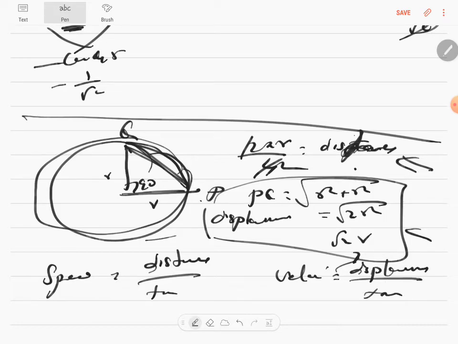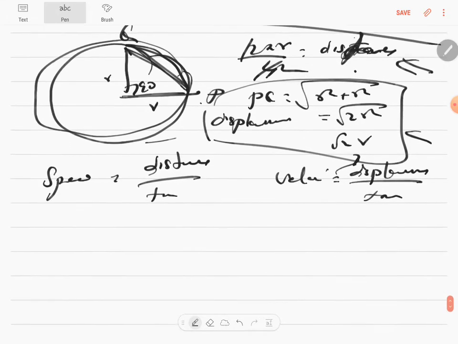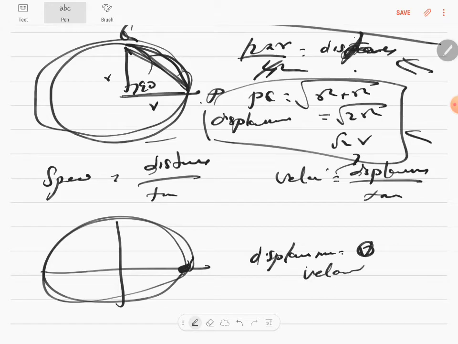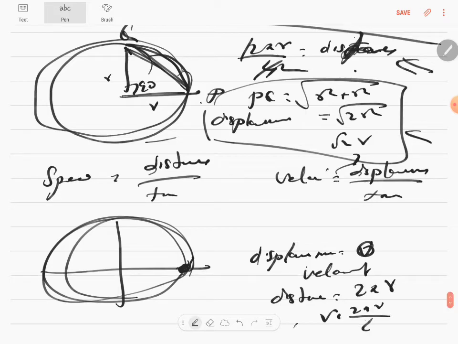And are you clear? Such sums are very important. Supposing the particle starts from P and comes back to P, the displacement is 0. So therefore the velocity will also be 0. Correct? But supposing the distance is 2 pi r, you will have a speed which is 2 pi r by t. Do you understand?